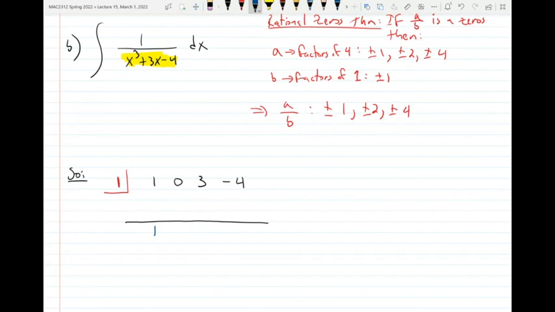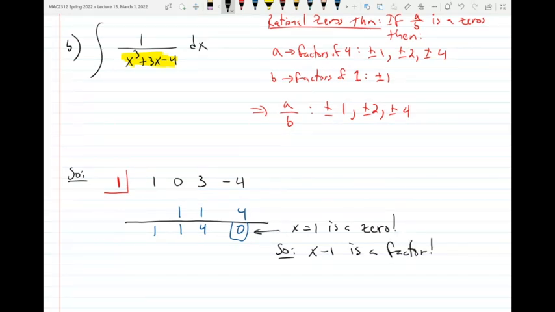Okay? So 1 times 1 is 1. 0 plus 1 is 1. 1 times 1 is 1. 3 plus 1 is 4. 4 times 1 is 4. Negative 4 plus 4, that's 0. So we stop right there. Because we got 0 here, remember, that's the remainder of the division. So this means that x equal 1 is a 0. So x minus 1 is a factor. Yes? Remember, that's the factor theorem. So x equal 1 is a 0. That means x minus 1 is a factor.